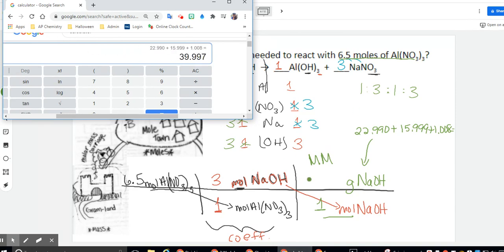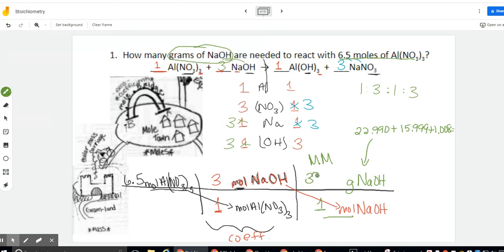Push enter, and we got 39.997. Okay, so now we're ready to figure out our answer. So we're going to go ahead and pull that calculator back up.